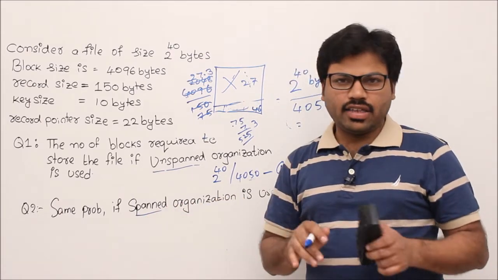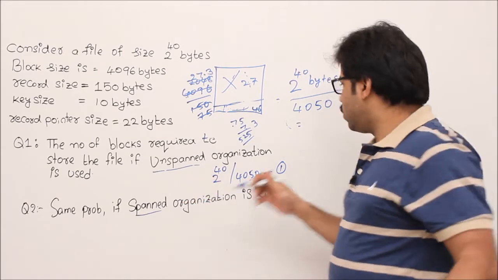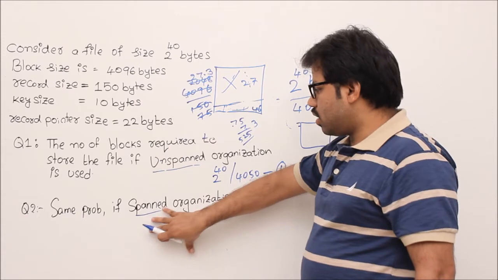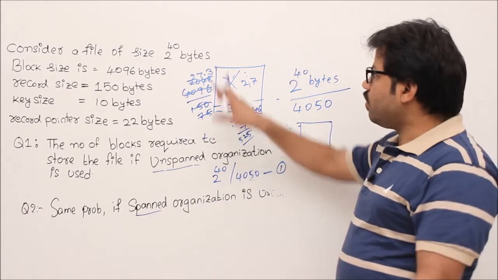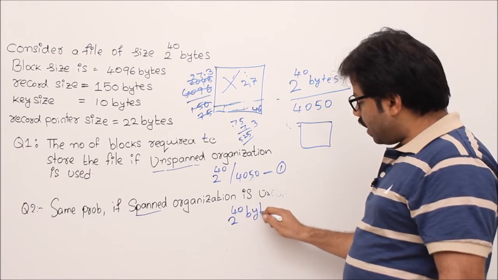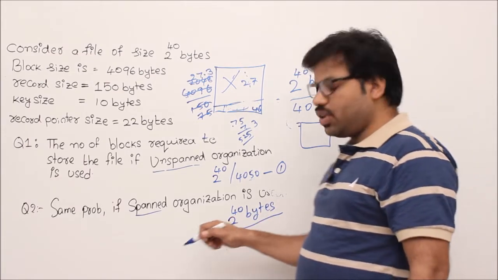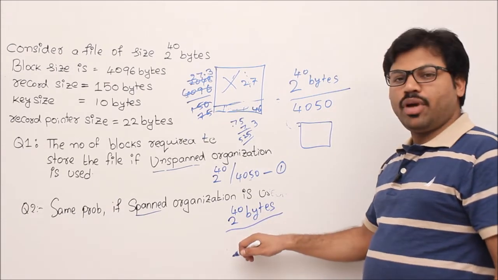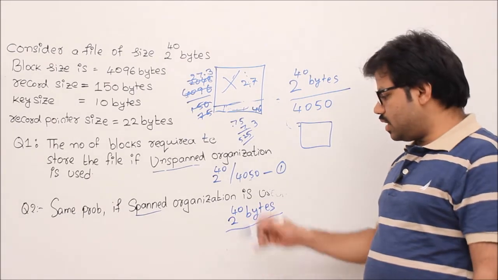In the spanned organization, we are not wasting any space, correct? So we are using all the space. Then it is like the complete block size you are utilizing. So what is the file size? 2 power 40 bytes. Now what I am realizing is this formula is giving you answers easily, right? Take the file size and divide by block size, you get the number of blocks. That is easy from now onwards.